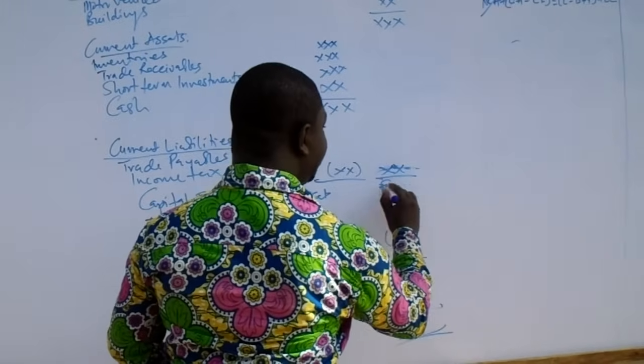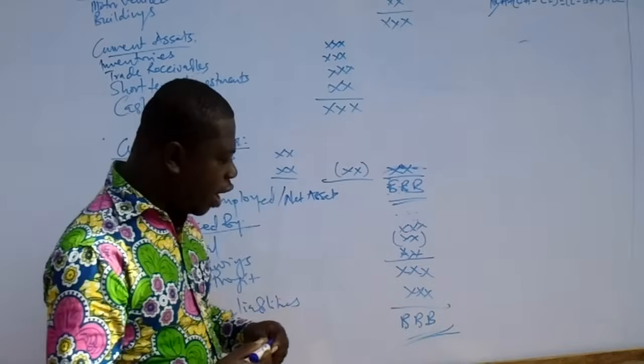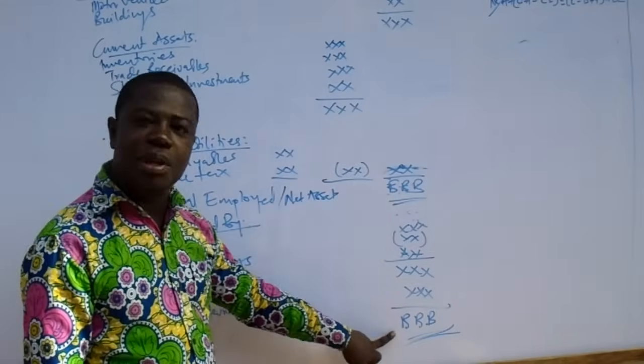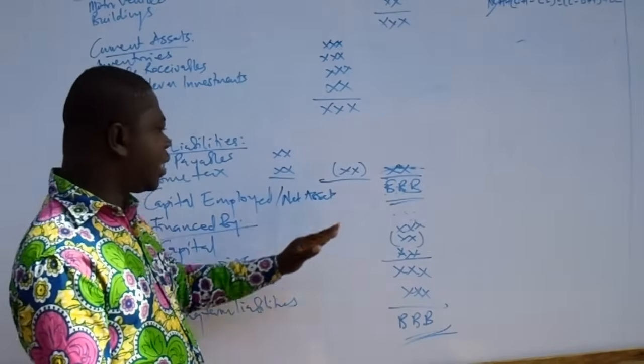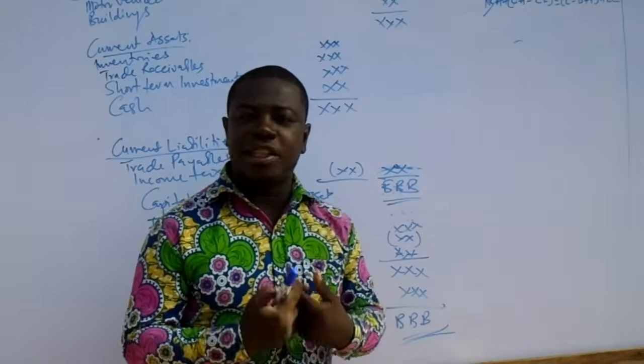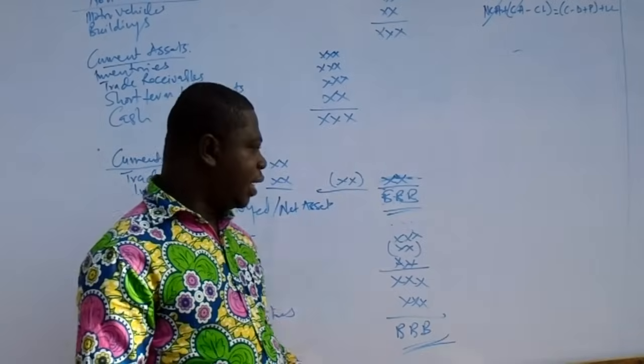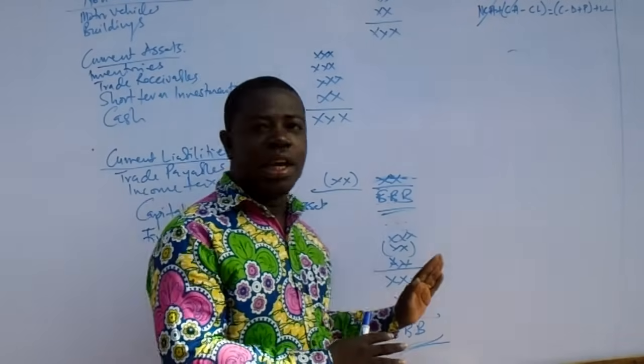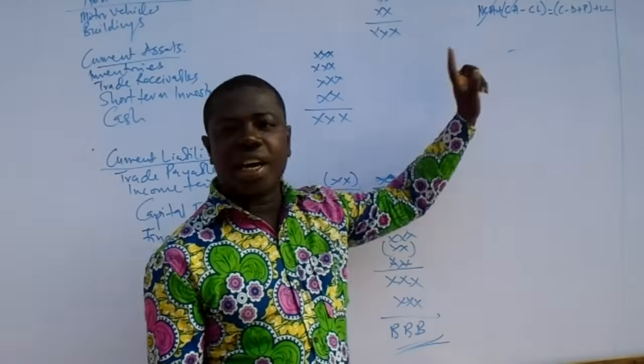Let's say this is BBB. So if you are having BBB here, you should get the same BBB. What I'm trying to say is that this and that must be the same. Then we will say that the statement of financial position has balanced. That means that whatever you have done is right. And it should be balancing because of the accounting equation.